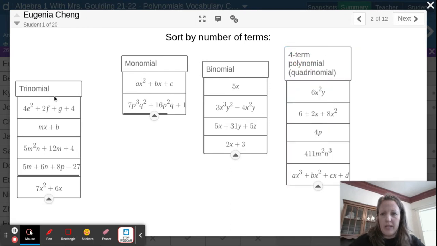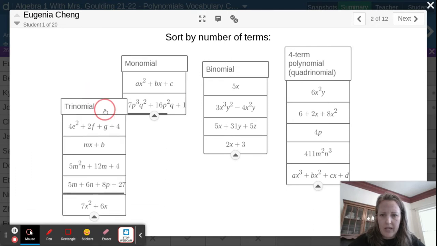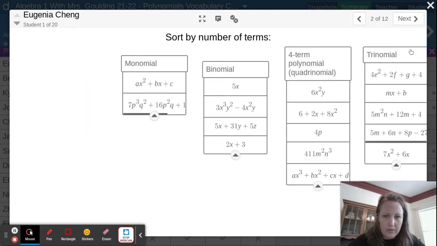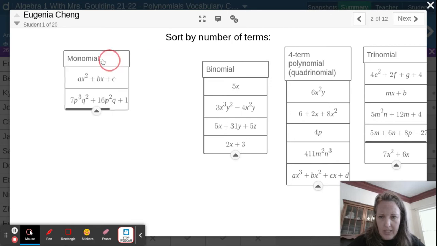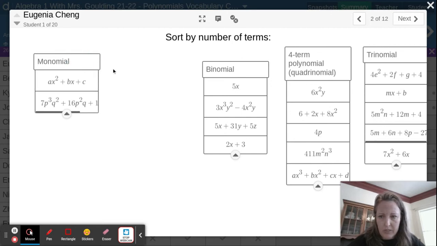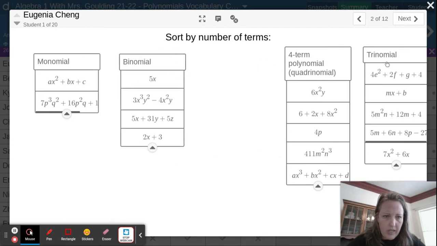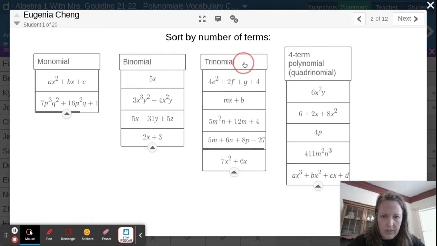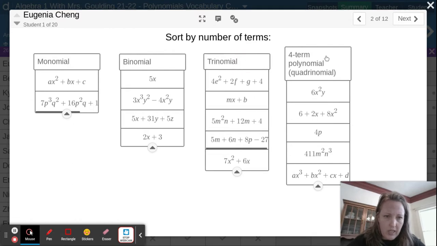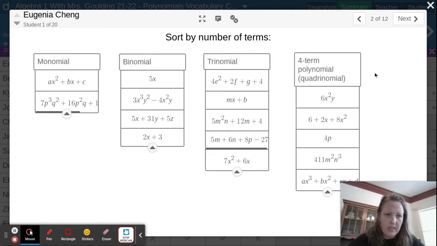So the titles are on the top, and you know how Mrs. Golding is, I'm going to start with monomial, which means one, mono, one term, binomial, which is 2, and then trinomial, which is 3, and when I say 3, I mean 3 terms, and then 4, or a quadrinomial, so 4 terms. So now, when it's monomial, I'm looking for the polynomials that just have 1 term.